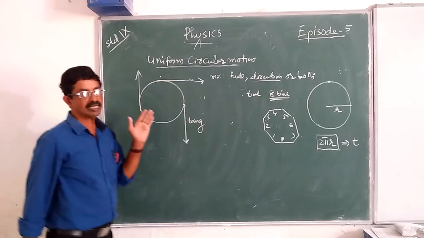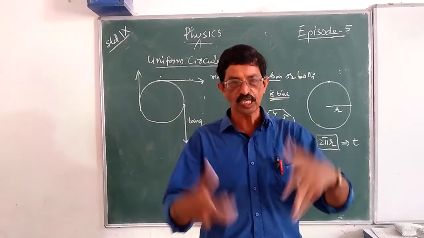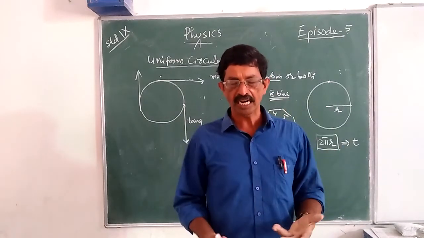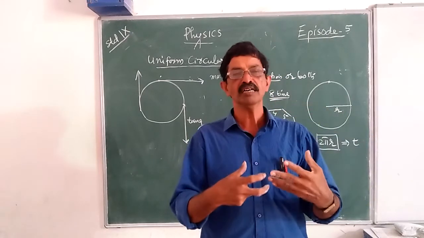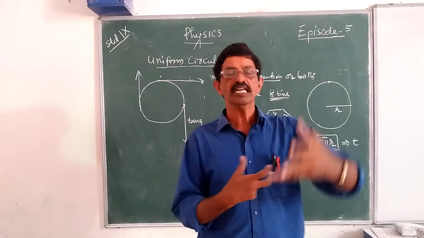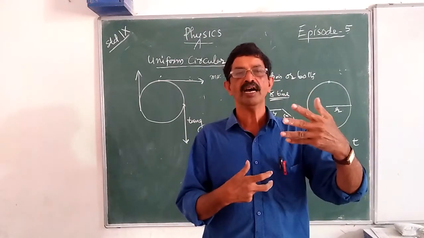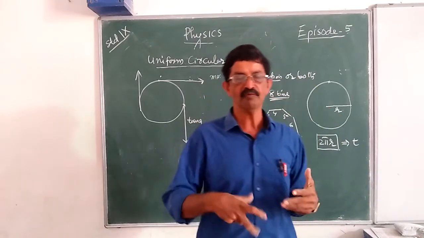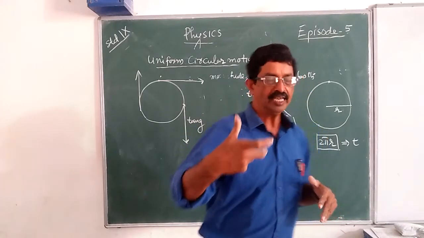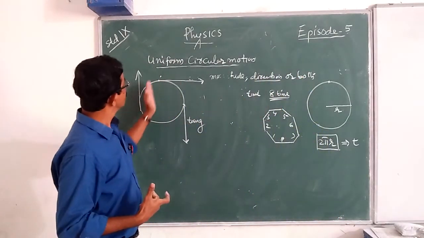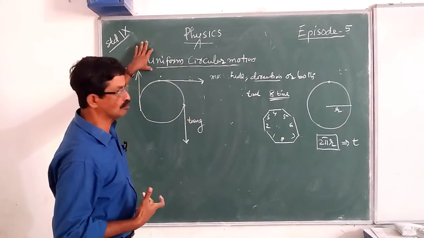This case is applicable in the case of a hammer throw or a discus throw. For a hammer throw or a discus throw, the person rotates the hammer or discus by rotating his body and releases it when required, in the direction in which it should move. In that direction it will move. So these are the things we want to remember about uniform circular motion.